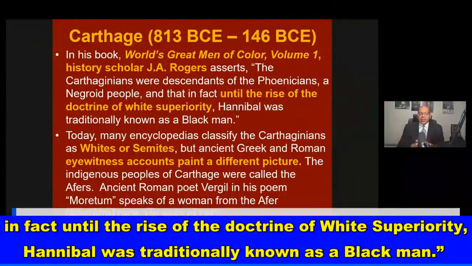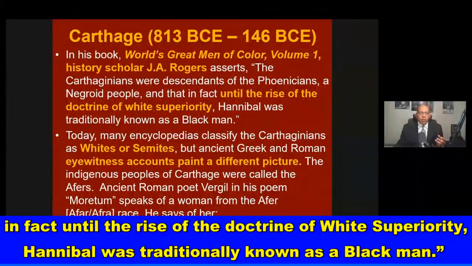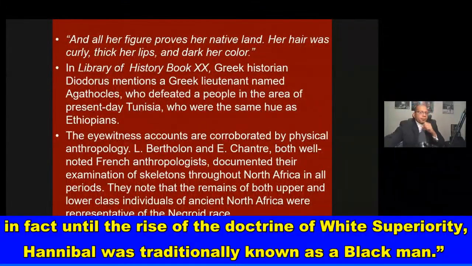Now today, many encyclopedias classify the Carthaginians as whites or Semites, but ancient Greek and Roman eyewitness accounts paint a different picture. The indigenous peoples of Carthage were called the Afers, A-F-E-R-S. Ancient Roman poet Virgil, in his poem Moretum, speaks of a woman from the Afer or Afra race, and he says of her, and all her figure proves her native land. Her hair was curly, thick her lips, and dark her color.